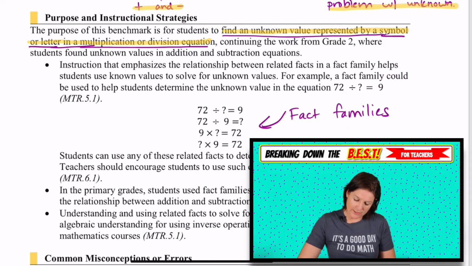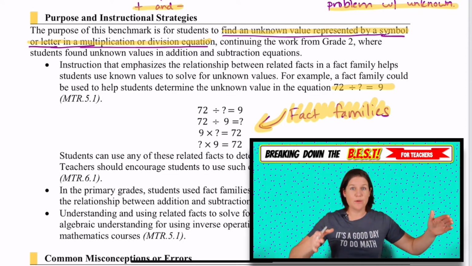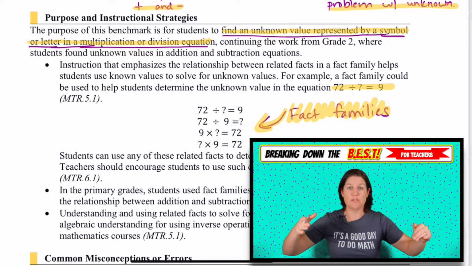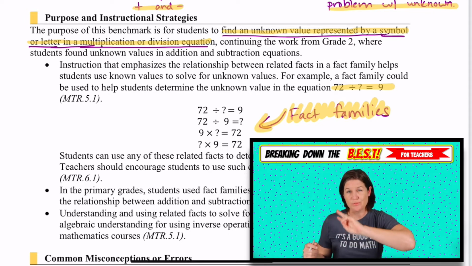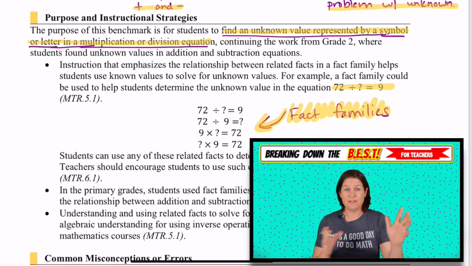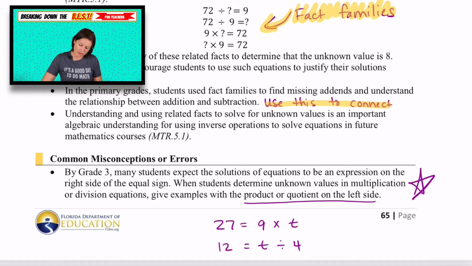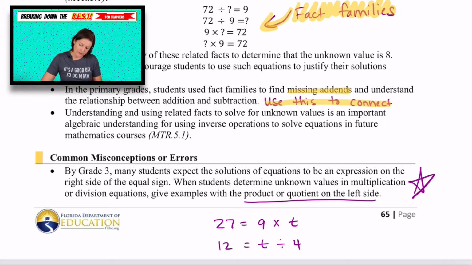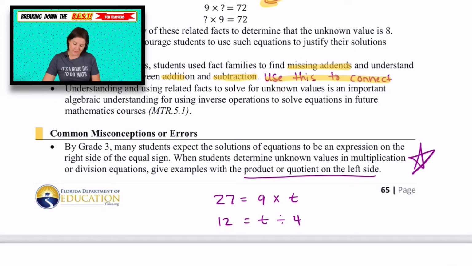The focus here has a lot to do with fact families. The more that we can rely and point out the fact families, anytime that you're writing a multiplication equation, I would suggest constantly saying, okay, we have this equation, but now let's write it as the other multiplication equation using the commutative property of multiplication, and then the 2 division equations that go with that, showcasing that fact family, because that helps students to build their fluency. And I wrote here, use this to connect because they're used to finding missing addends with addition and subtraction. So connect that to this multiplication and division standard.